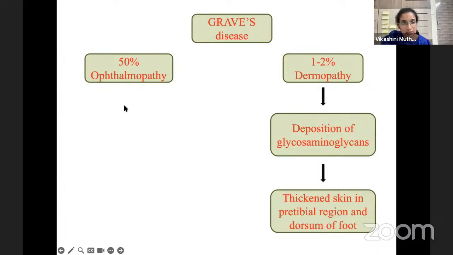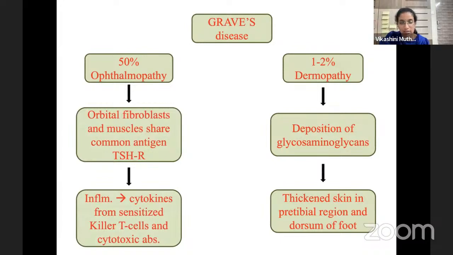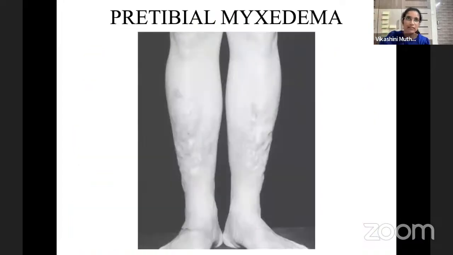Now, the reason for this ophthalmopathy is that some of the orbital fibroblasts and also muscles in the eyes, like orbital muscles, they share this common antigen TSHR. So obviously the antibodies will start attacking them also, eliciting inflammation and release of cytokines from all those sensitized killer cells. So there will be inflammation, fibrosis, scarring happening, and all of which will deposit in the retroorbital region, pushing the eyeball forward, causing exophthalmos. And that is the reason for all the rest of the other eye signs.